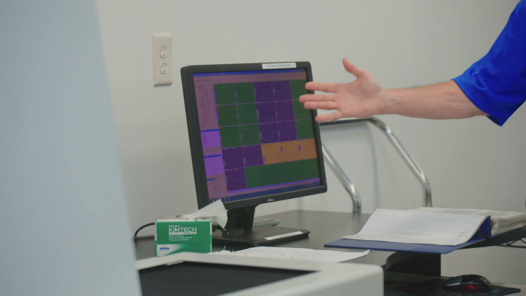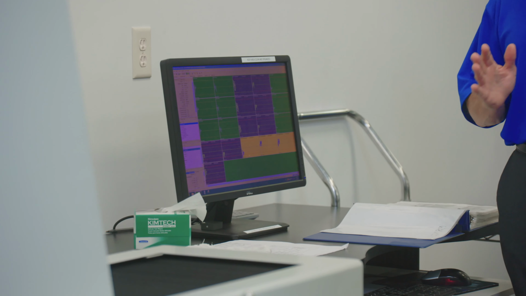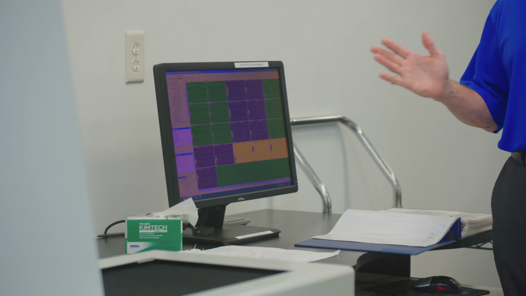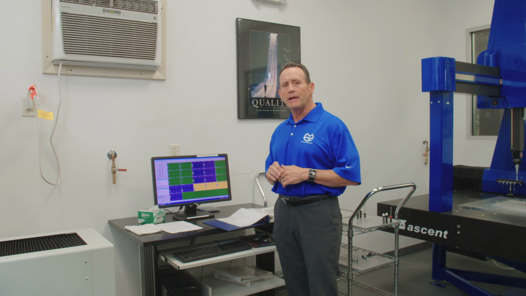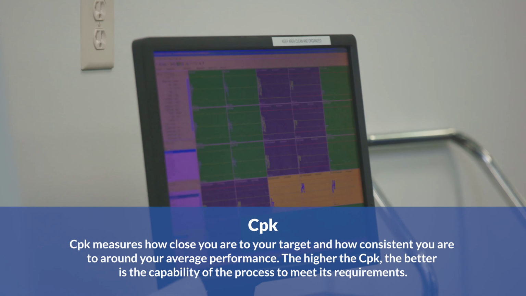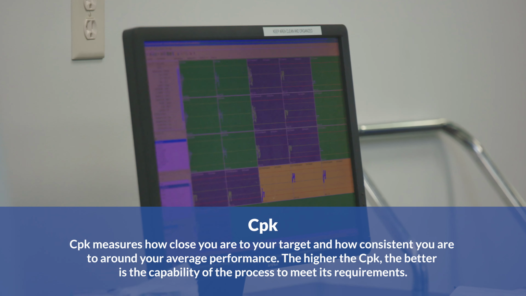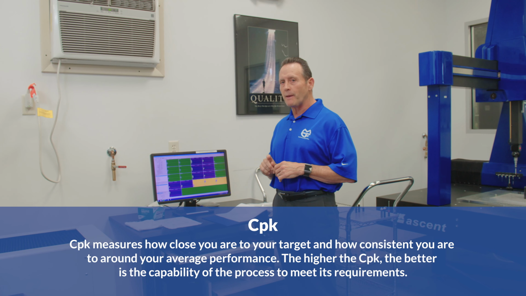Once the data is collected, as you can see here, we have multiple colors, as we talked about earlier, where the green is meeting all the requirements of the controls we have in place. The purple means it's outside the Cpk level that we set, which is 1.33. That alerts the operator that he may have an issue that needs adjustment, and also will change the frequency of inspection.